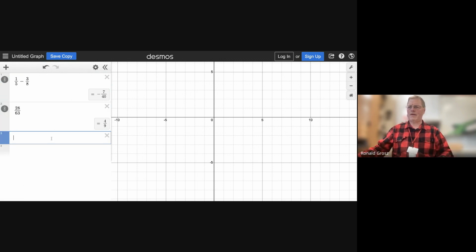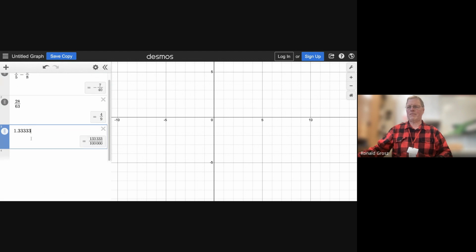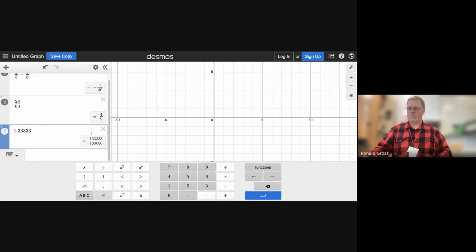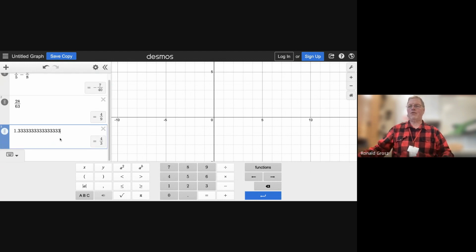Let's say you've got a decimal and it goes on and repeats forever. Well, as soon as you get the little fraction button off to the side, you can change it to a fraction. As you go far enough, it will change it into the improper fraction, where 1.333 forever ends up being 4/3.